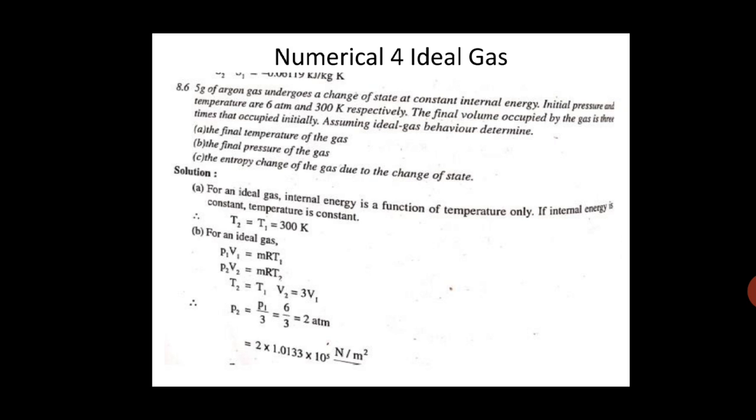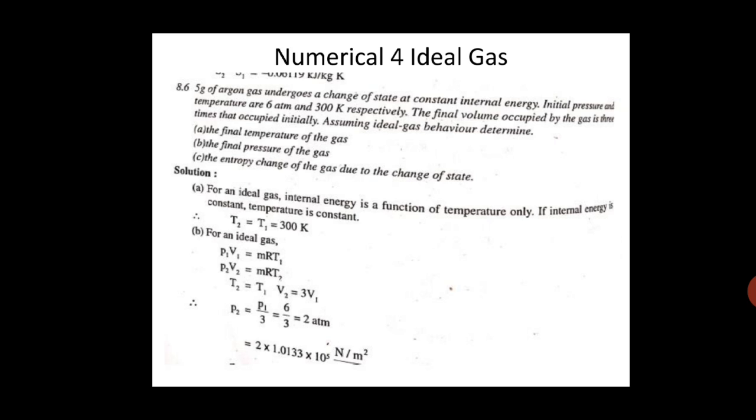To find the pressure, again we will use the ideal gas equation, because it is written that ideal gas behavior should be considered. So P1 V1 is equal to MRT1 and P2 V2 is equal to MRT2. T2 is equal to T1. We have seen that the volume has changed: V2 is equal to 3V1. The second condition is that the final volume is 3 times the initial volume.